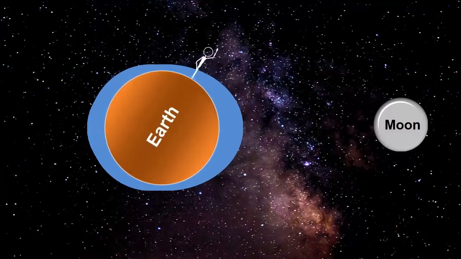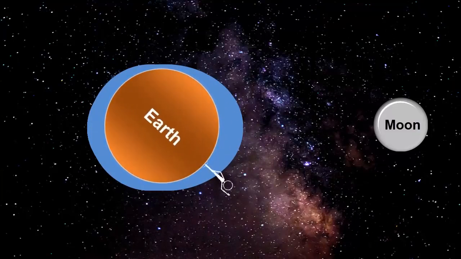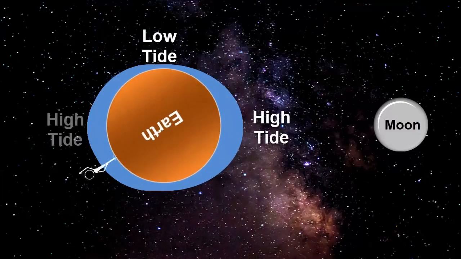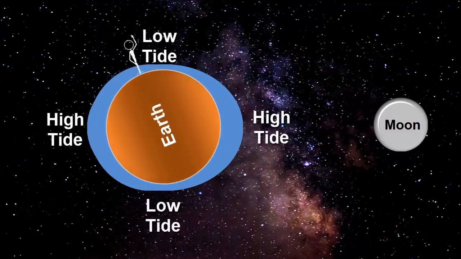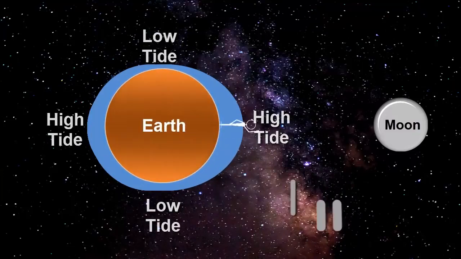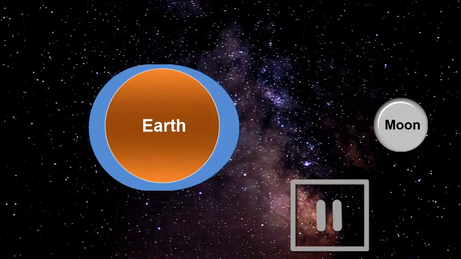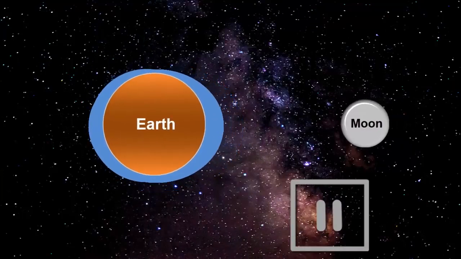These movements due to gravity create 2 high tides and 2 low tides as the Earth rotates through 24 hours. But there's a big object that's missing from our diagram.